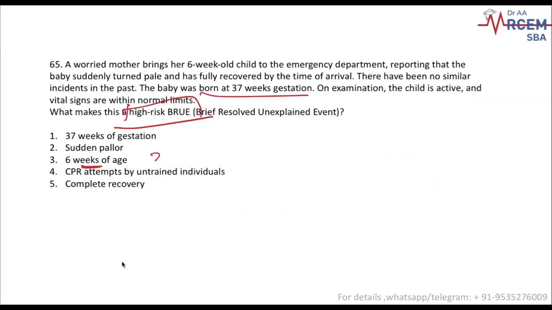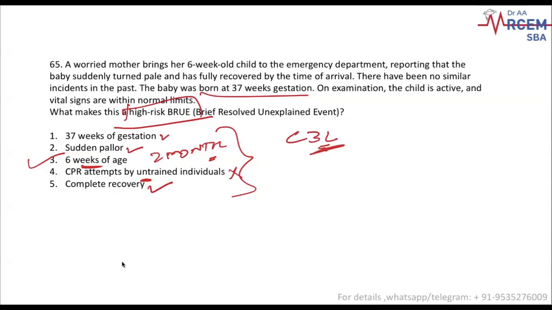It should be at least 2 months, more than 2 months, to call it lower risk. It's 6 weeks, so it's high risk. The rest of the following are not high risk. CPR given by an untrained person? That's why it is not there. It should be by a trained professional. That's why we are not taking this as high risk. Complete recovery is a definition. Sudden pallor is a definition. 37 weeks of gestation? No, that is not high risk. It should be less than 32 weeks of gestation to call it high risk.